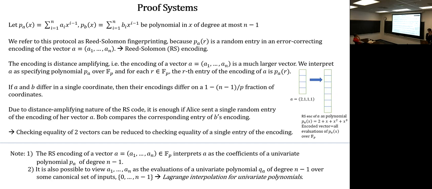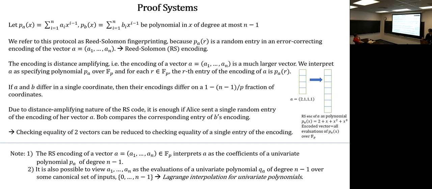What is interesting to see is that if A and B differ even in a single coordinate, then their encodings will differ on a 1 minus (n minus 1) over p fraction of coordinates. Due to this distance amplifying nature of the Reed-Solomon codes, it's enough if Alice sends only a single random entry of the encoding of her vector A to Bob, and then Bob compares the corresponding entry of B's encoding. So what can we say about the simple protocol we have seen on the previous page? Checking the equality of two vectors can be reduced to checking the equality of a single entry of the encoding.